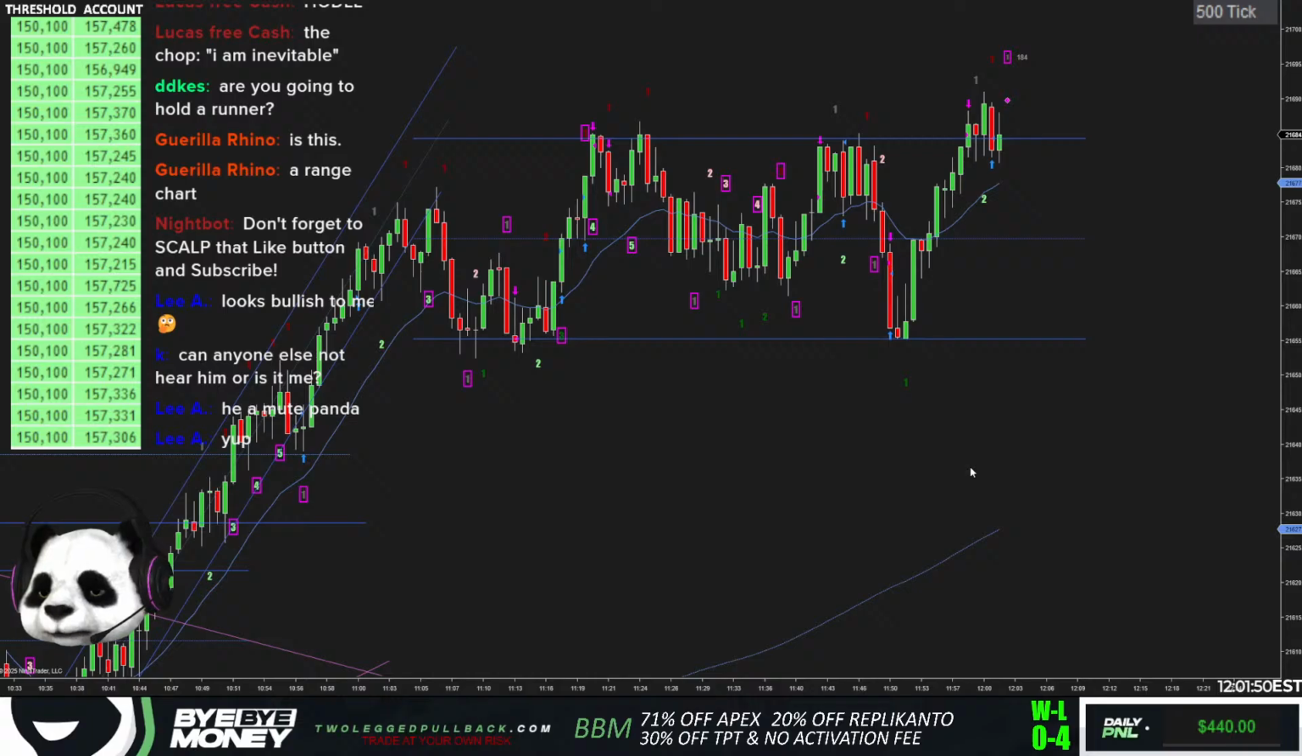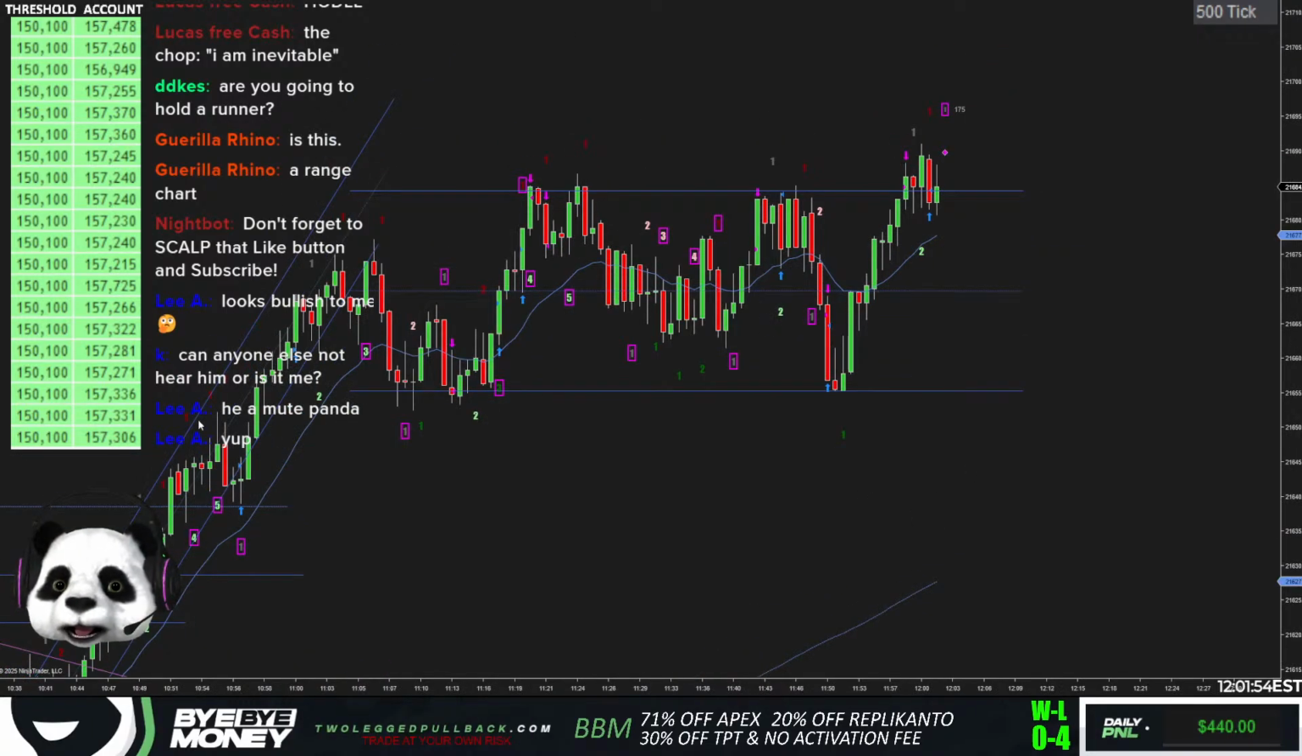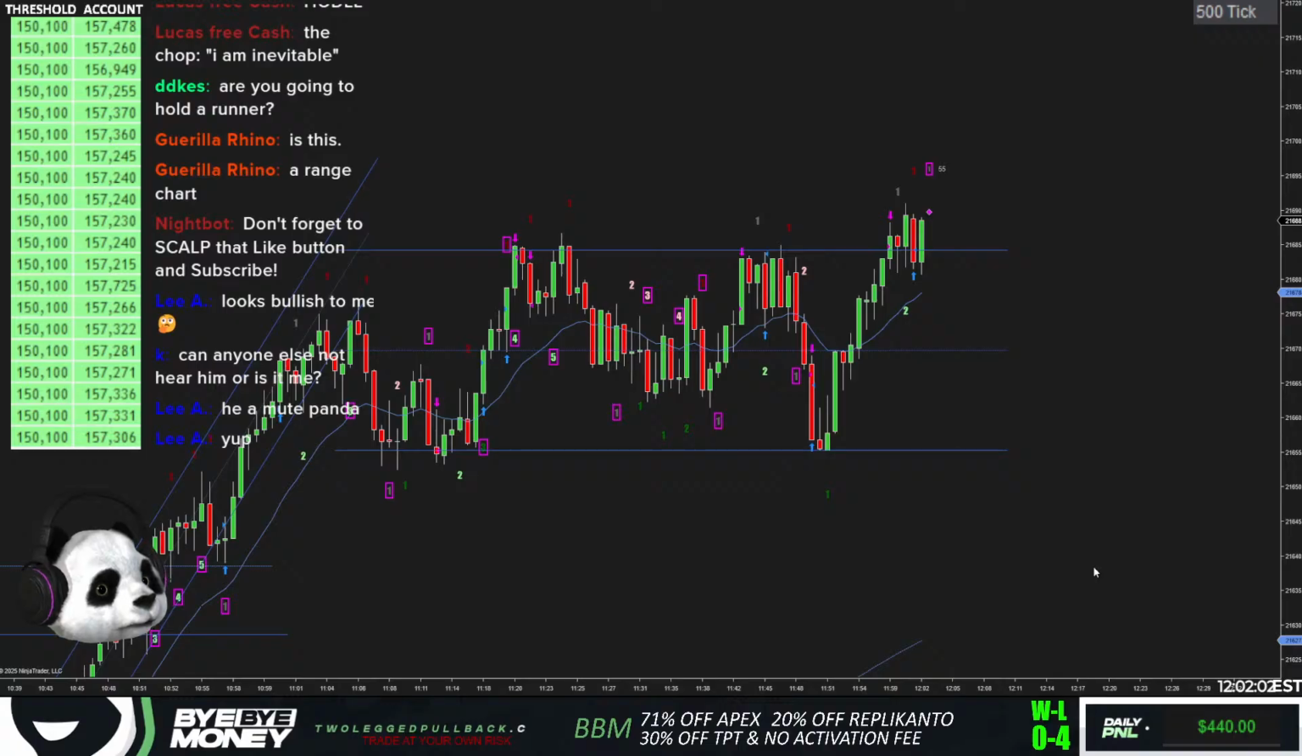Green is green today, right? Being any green today is a miracle. But when you've got a market that looks like this for hours, it's just not worth it.